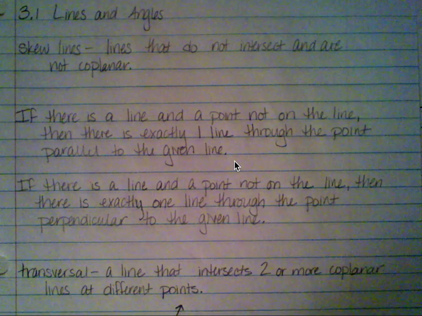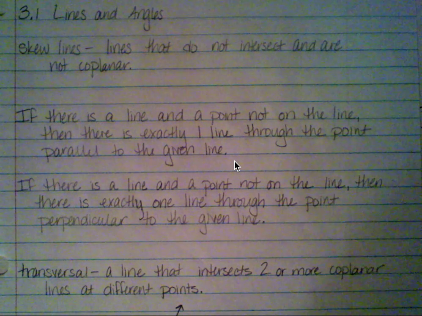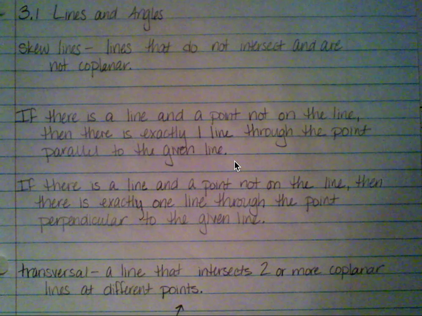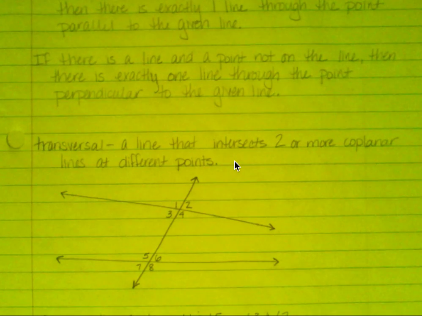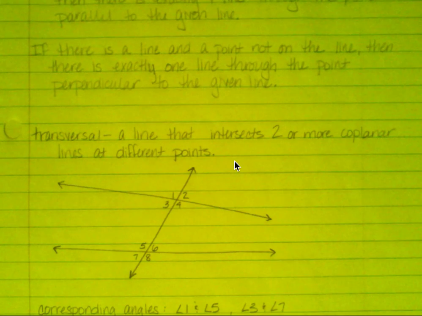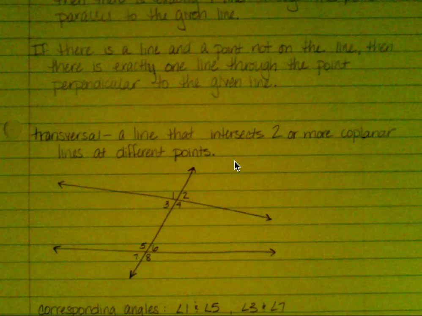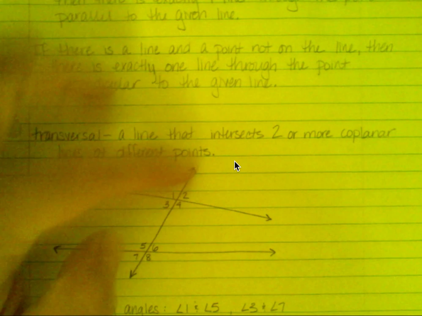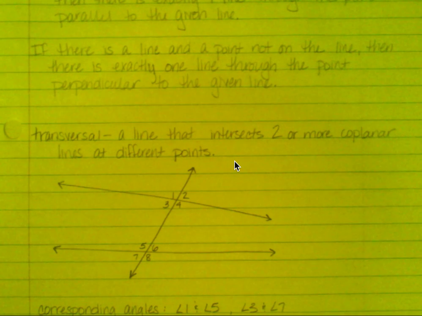Then another definition is transversal. A transversal is a line that intersects two or more coplanar lines at different points. And that's really what we're going to spend quite a bit of time discussing. So if you look there, there are two lines that I have drawn. They're not parallel to each other. They just don't intersect in this particular drawing. And there's a third line that cuts through them. So this line right here is what we call the transversal, okay?